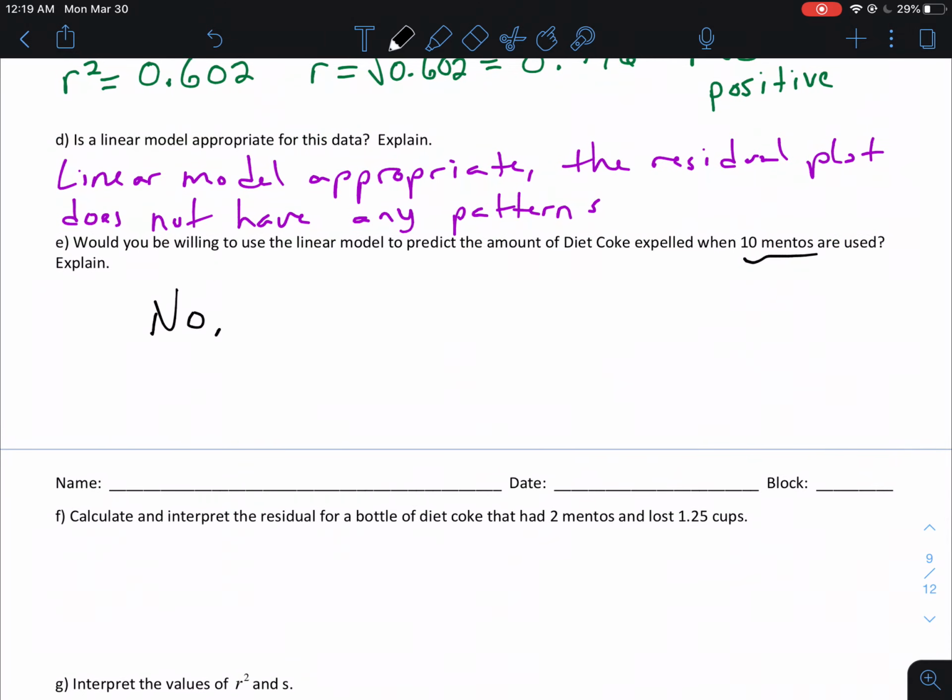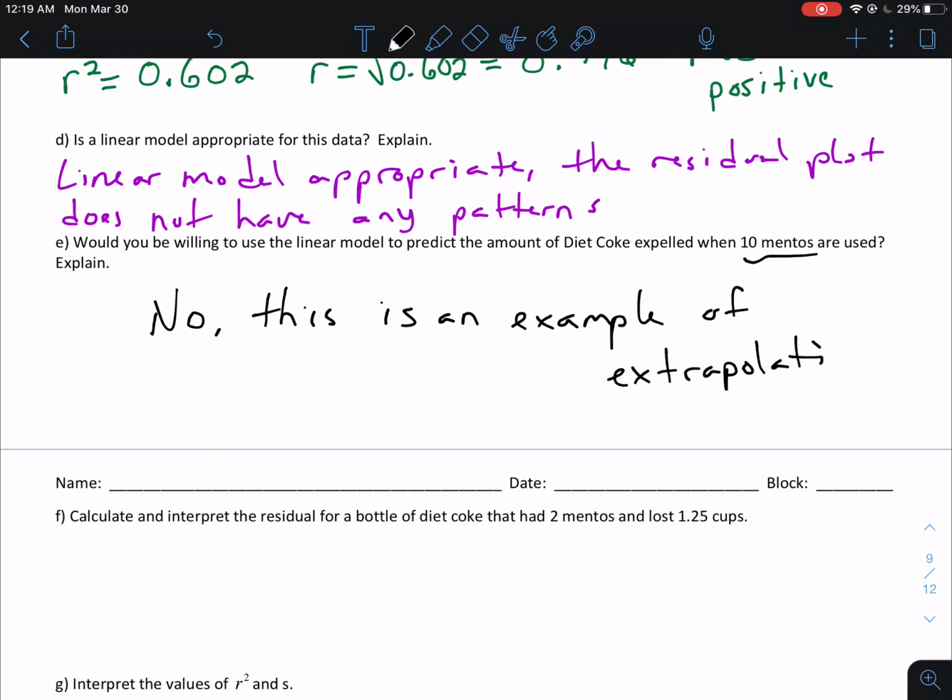And I'll give you a second to think about what is that magical word that AP would maybe be looking for here. This is an example of... if you said extrapolation, you're right. All right.